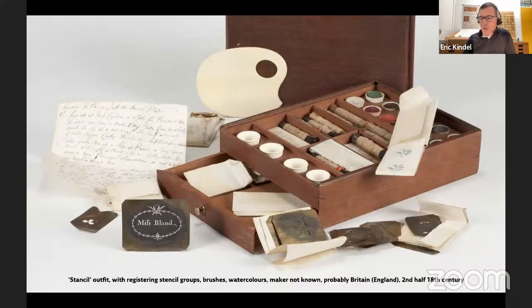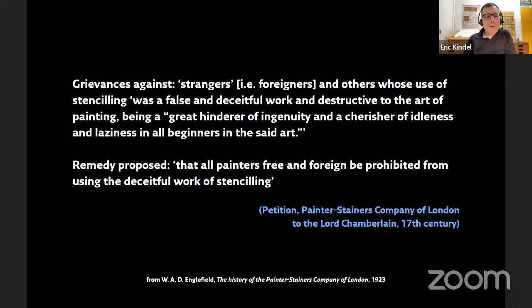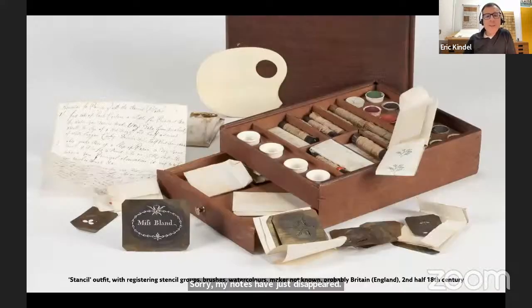Sorry, my notes have just disappeared. See if I can bring them back. Nope. Okay, I'll freeform it a little bit.